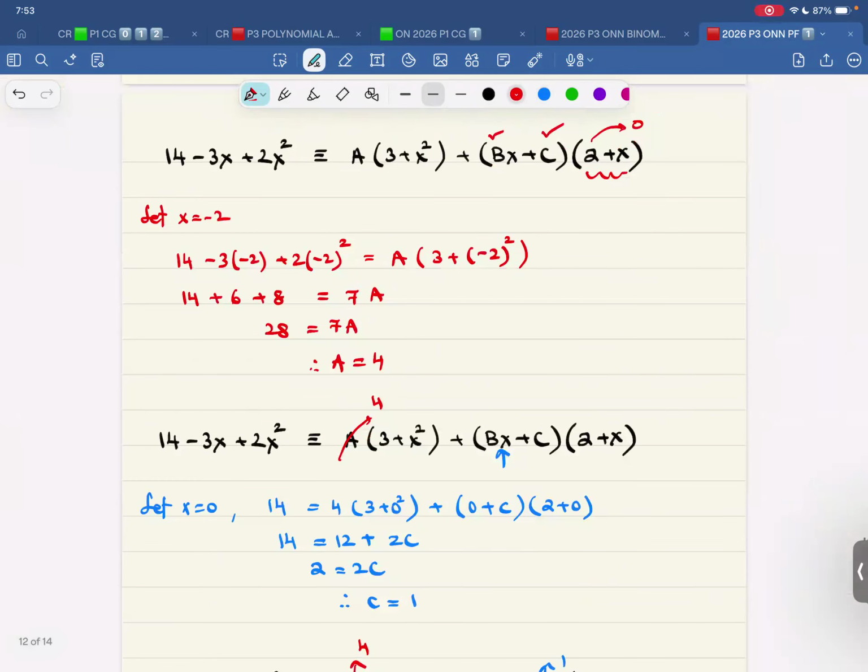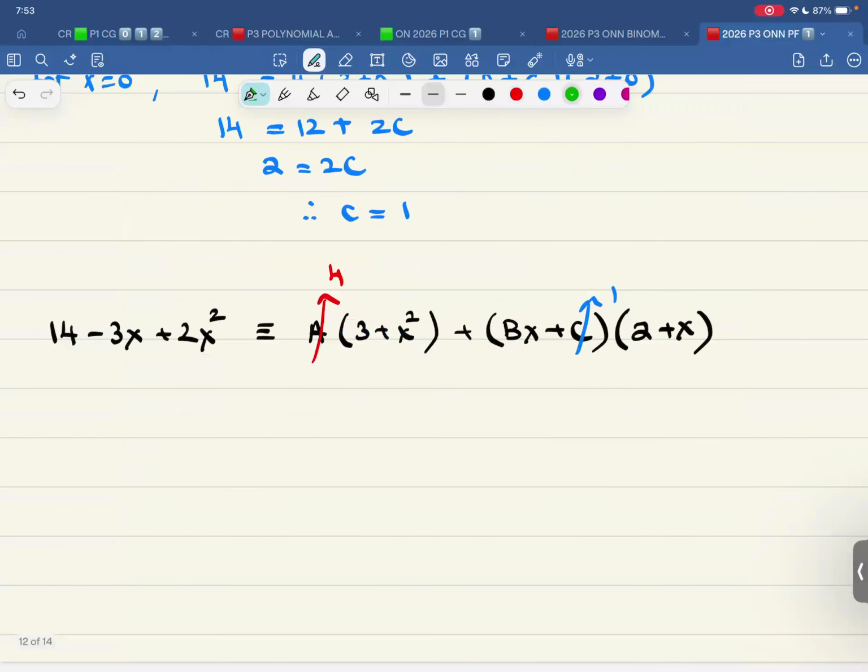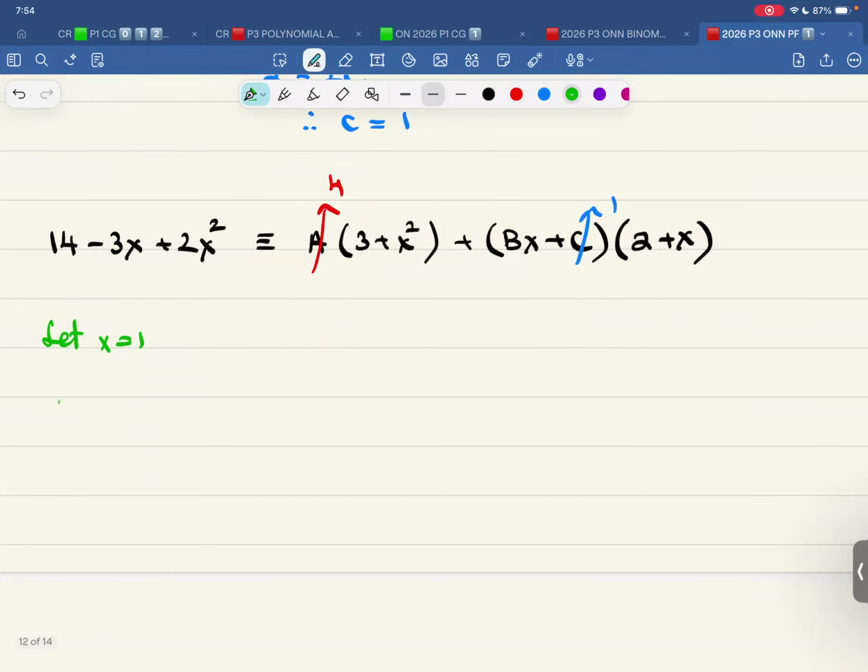First, by making x equal to negative 2, you eliminated B and C, you found A. Write down the value of A, choose x equal to 0. You found C. So first A, then C. Now plug in both the values and choose any other value. Let x equal 1, a simple value.